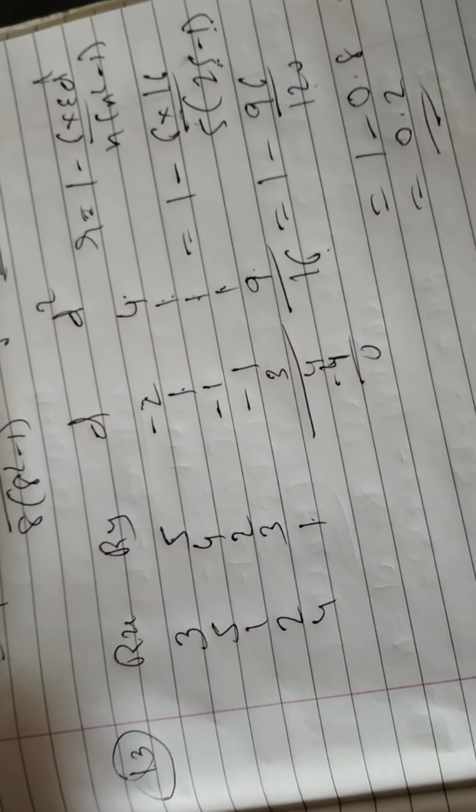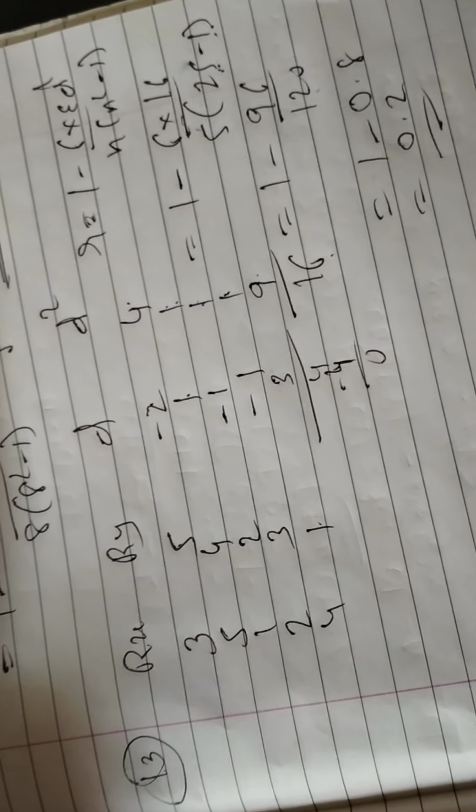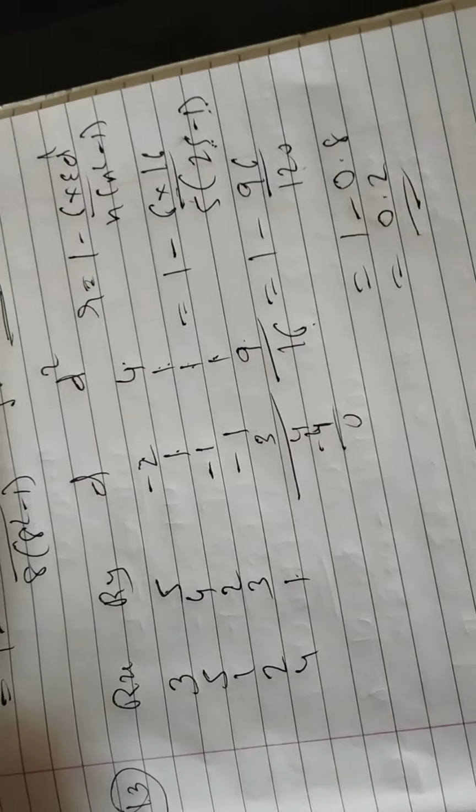And if the value of R is less than 0.5, it means that there is a positive correlation between x and y, but partial, not fully, not perfect correlation. So question number 13 is finished. So section D is also finished. Thanks a lot.